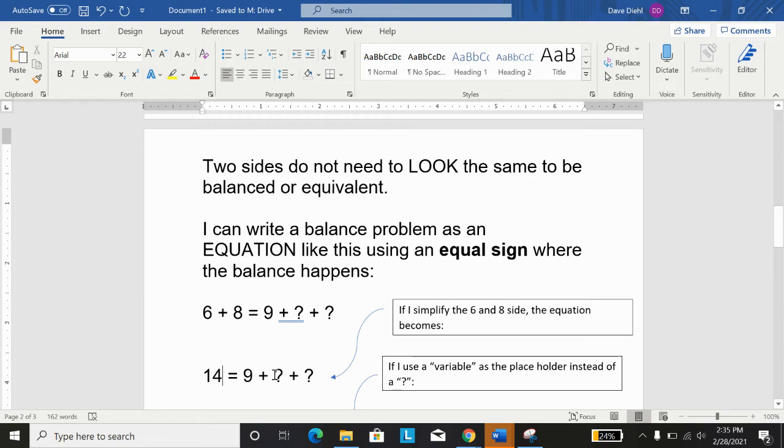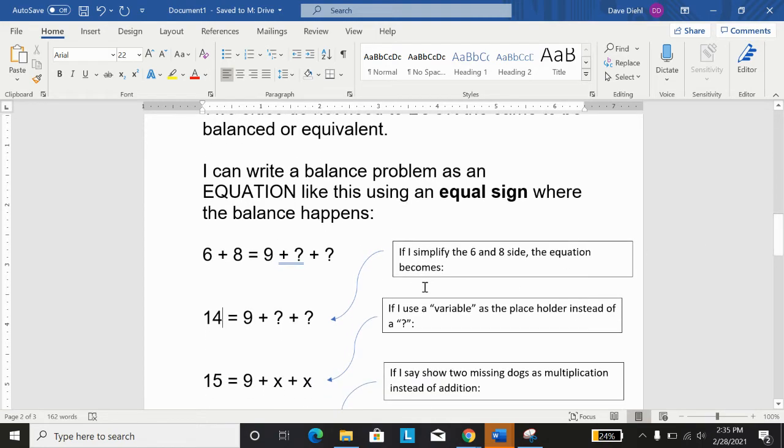Well, let's clean this up even more, because we don't usually see question marks in equations. We see variables. They do the same thing. They just act as a placeholder for the number we don't know. That's all a variable is, but usually it is in the form of a letter. So instead of using question marks, let's use the letter x. Well, if I do that, this becomes 14 equals 9 plus x.